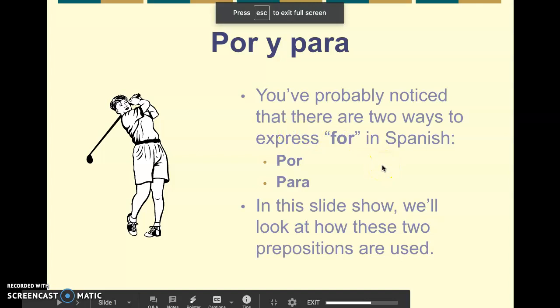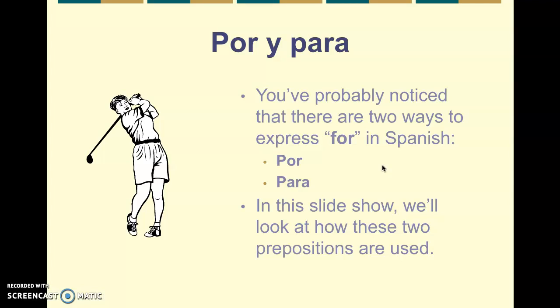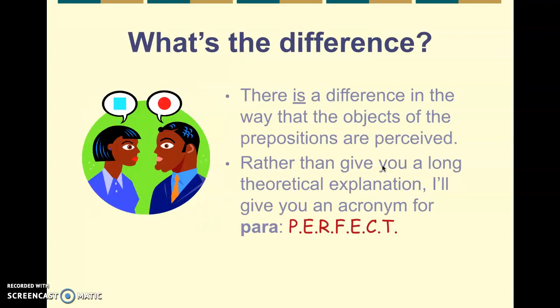Por y para. Entonces ustedes ya han visto que hay dos palabras para decir for en español que son por y para. Entonces ustedes ya saben algunas frases importantes. Por favor, por el momento, hay un banco por aquí, para ti, yo trabajo para. Ustedes han oído esas dos palabras por mucho tiempo. Solo necesitan algunas cosas para ayudar a ustedes para recordar cuándo van a usar por y para.